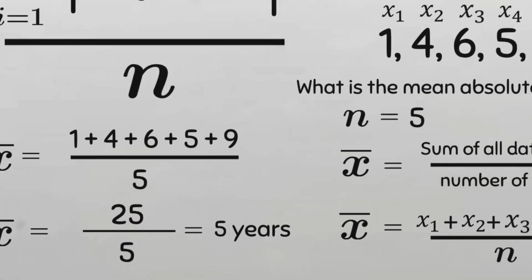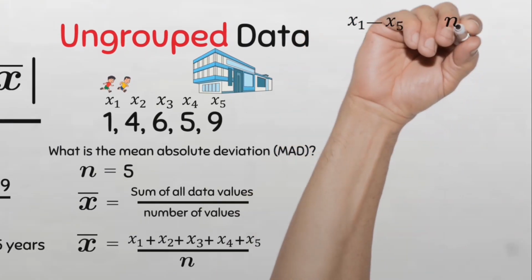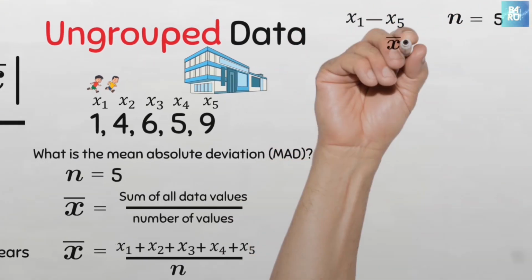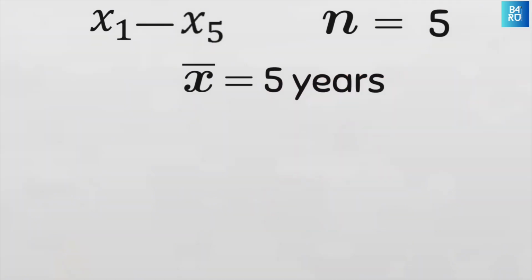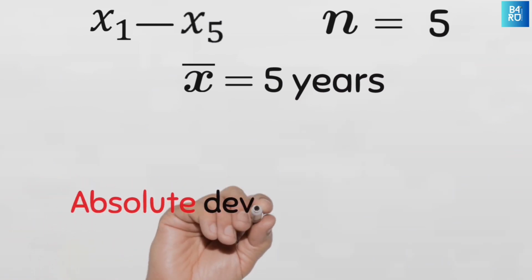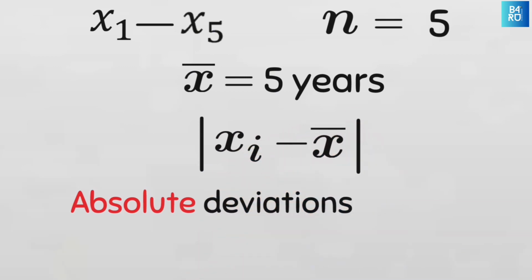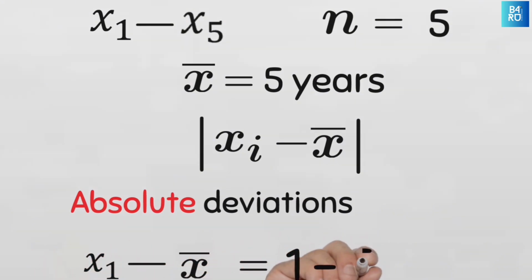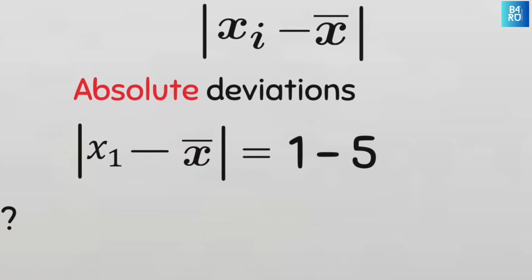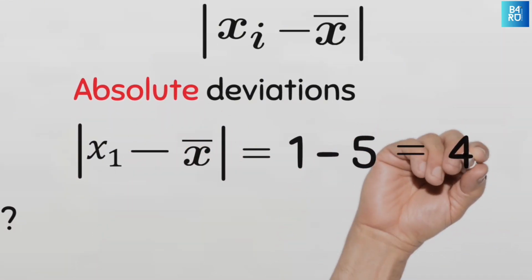Alright, so now we have x1 to x5, we have n as 5, and our mean x bar as 5 years. Now we just need to find the absolute distance between each value from the mean, i.e. we need to find the absolute deviations. And that's the modulus x subscript i minus x bar part of the formula. For the first value x1, the absolute deviation of x1 from the mean will be x1 minus x bar, and that will be 1 minus 5. That's minus 4. And when we apply the modulus, the absolute value will be 4.